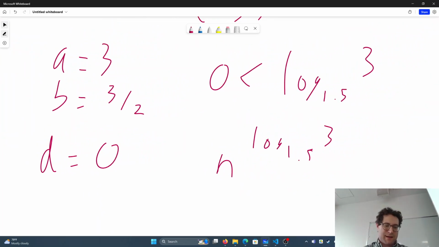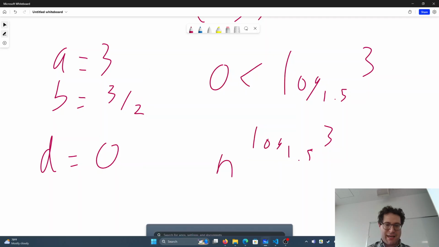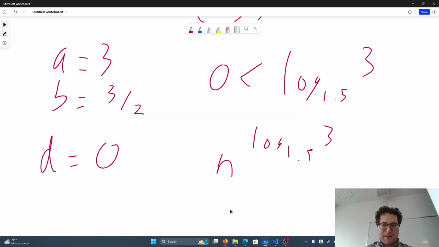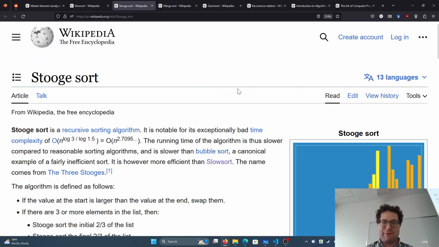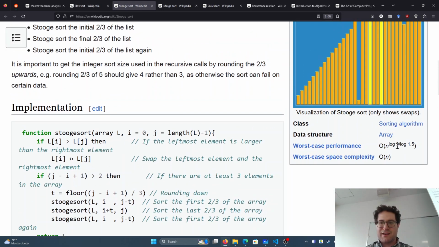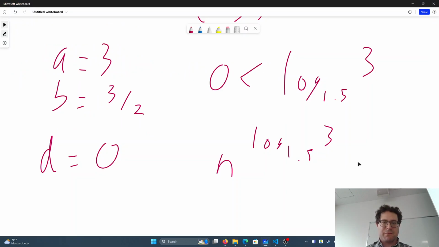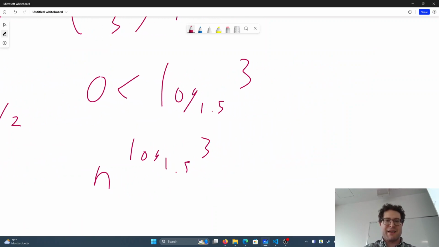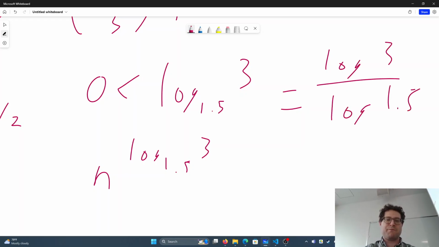Okay. So we've got this runtime. Actually, I'm not going to bother figuring out what it's going to be. Stooge sort says it's log, and we can convert this into base 2 by doing a change of base, which is log of 3 over log of 1.5, where b is the base of whatever logarithm we want, right? Log base 2 in this case.